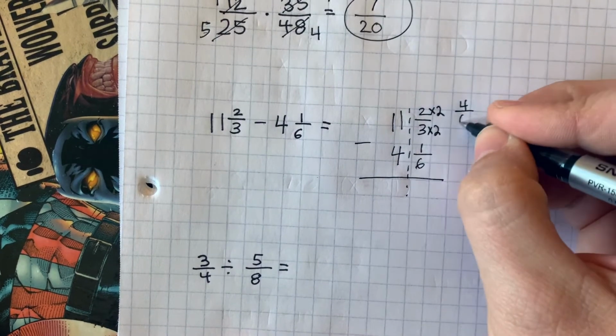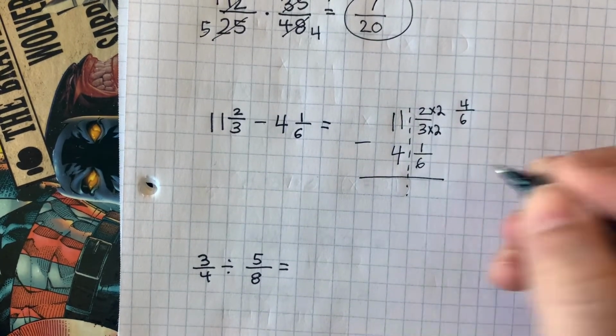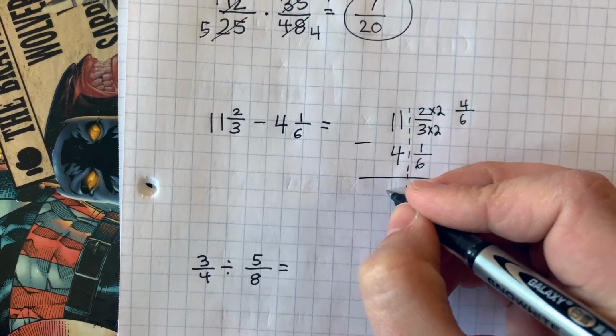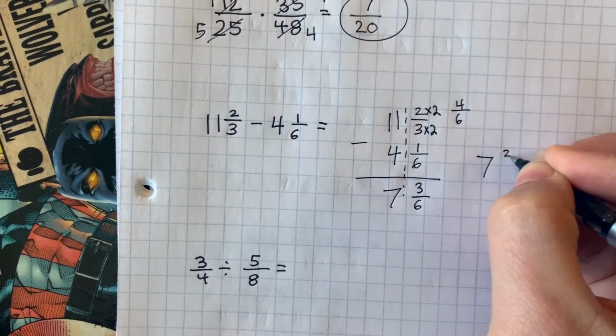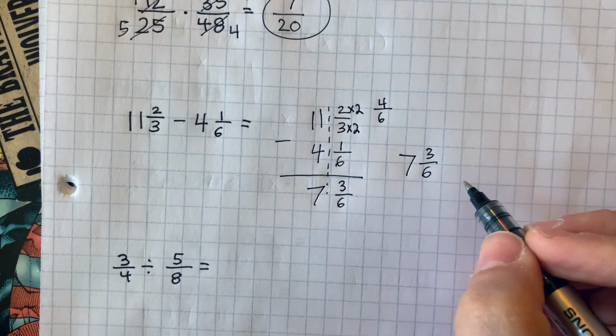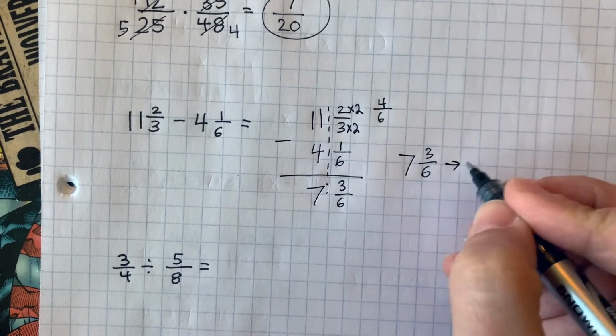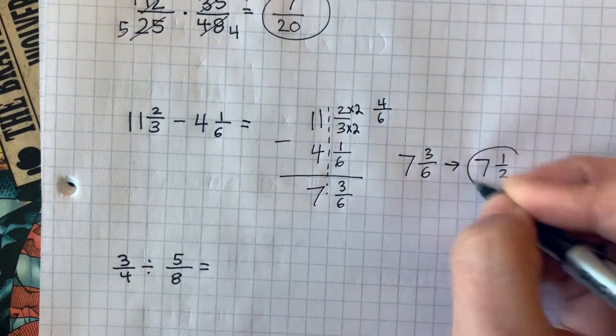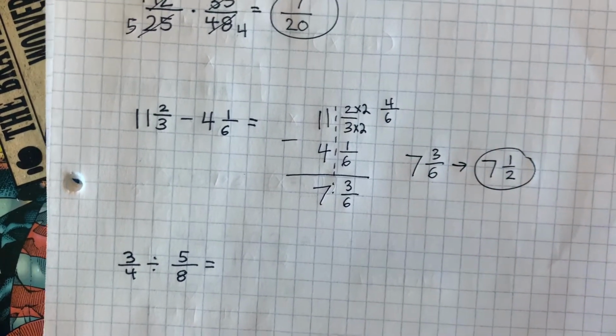So I've got 4/6 minus 1/6, which is 3/6. And then 11 minus 4 is 7. So I've got 7 and 3/6 is my answer. But remember, we have to write our fractions in simplest form. So 3/6 is the same as 1/2. And there you go. That's your final answer.